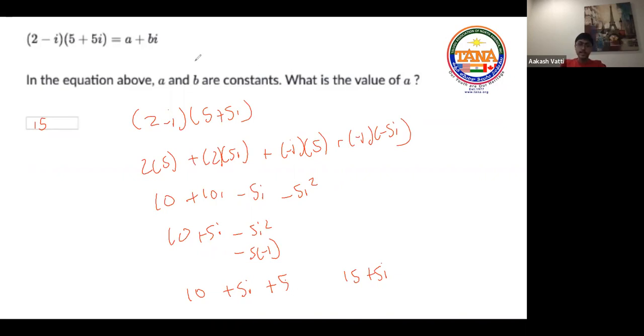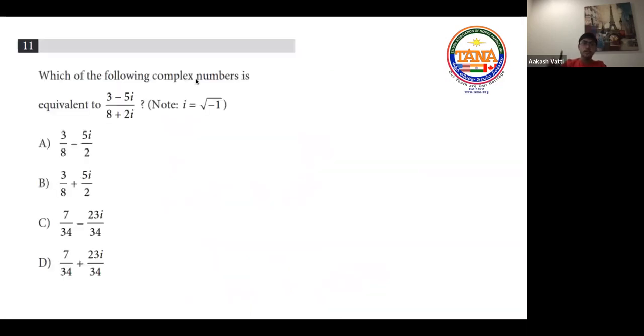And you want to find out what a is. And a is the first term, so 15. Any questions? No? All right. Or it's negative 5 times negative 1. Remember, there's a negative right here. So you have that.